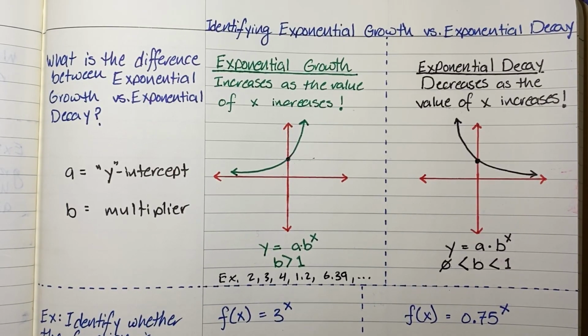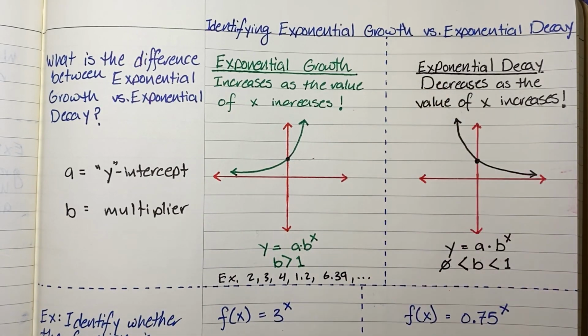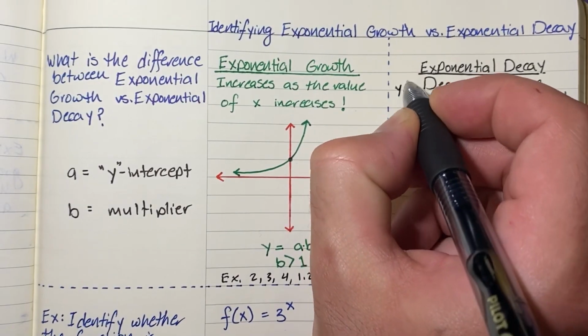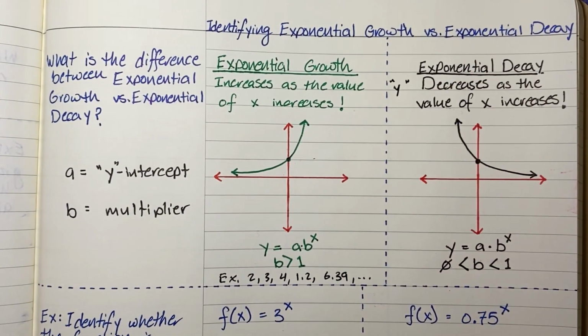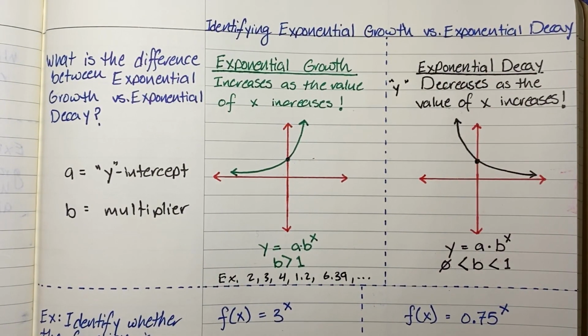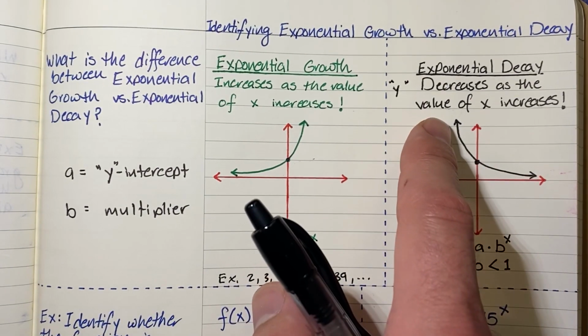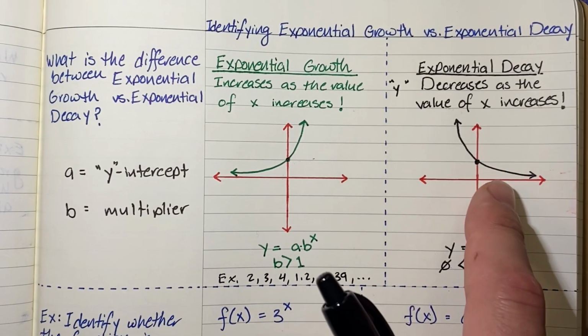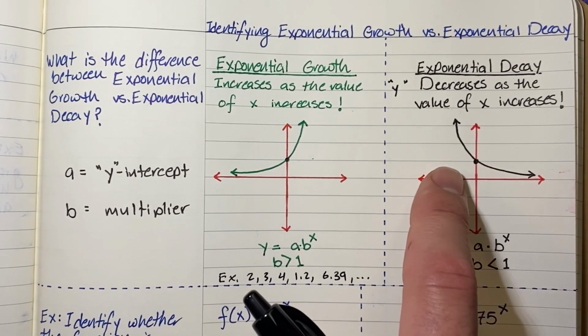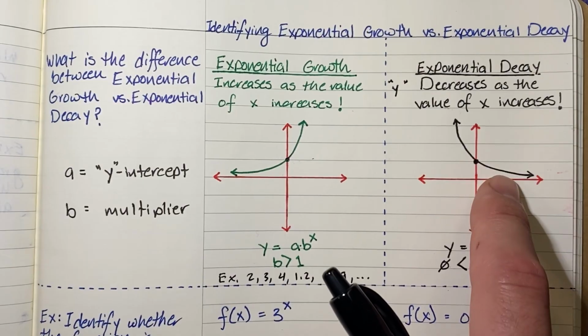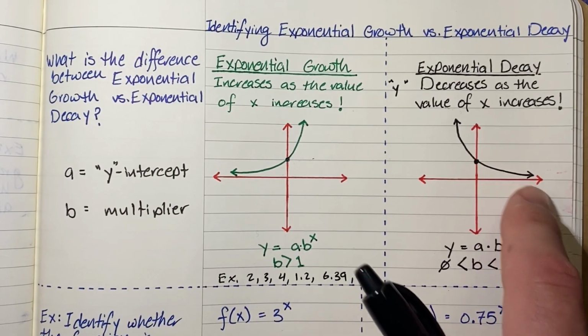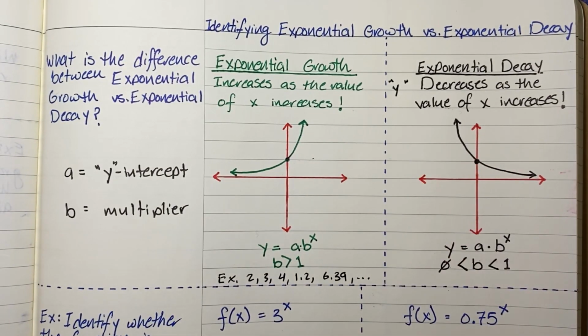What's exponential decay then? Okay, so in exponential decay, when we say decreases, what decreases? The y values decrease as the value of x increases. So if you look at this from left to right, the graph is going down. So at 1, if the number, let's say, was 2, then at 2, it's going down. At 3, it's going down even more. It's getting closer and closer to the x-axis, okay?